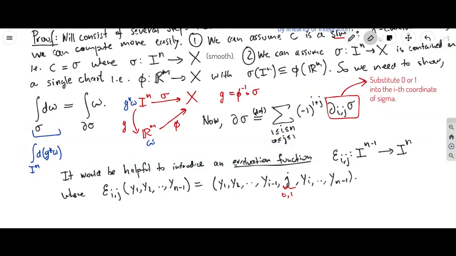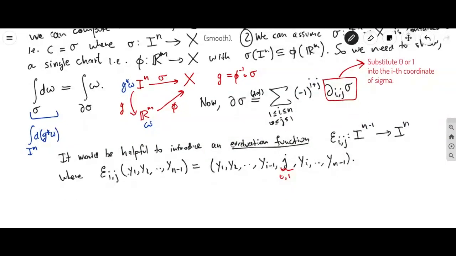So you have this evaluation function. If it makes you feel better, you can say this boundary is nothing more than sigma composed with this evaluation function. That's another way you can put it. And by doing this composition, you now have a cube. You have a mapping of a cube of one smaller dimension. And that's how you get the faces of the cube.